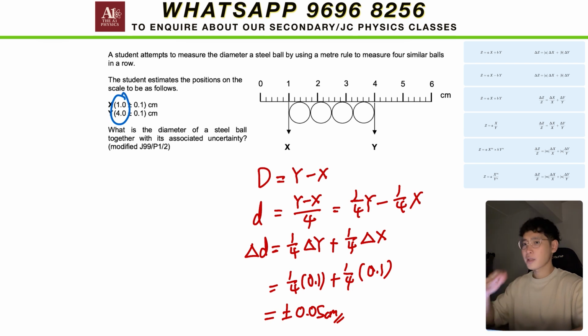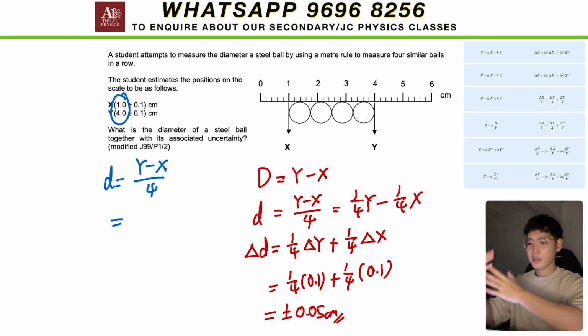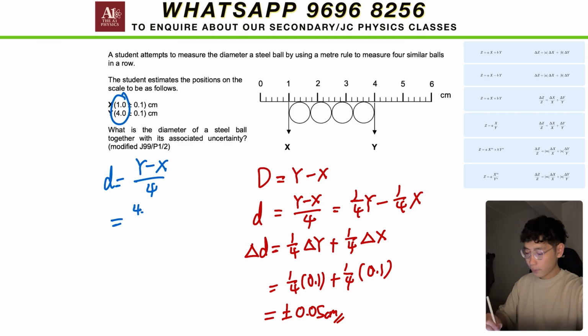We don't care about the uncertainty, right? So the diameter equals y minus x. That will give us 4 steel balls, so we have to divide it by 4, right? You just want to calculate it normally, ignoring the uncertainties. So it'll be 4.0 minus 1.0 over 4, which equals 0.75 cm, right?